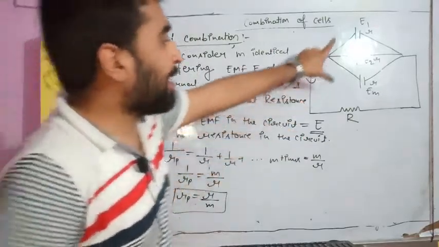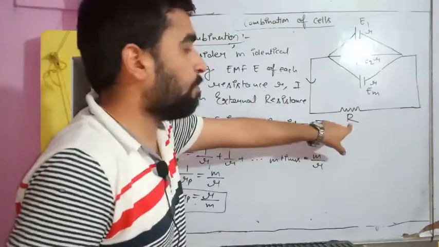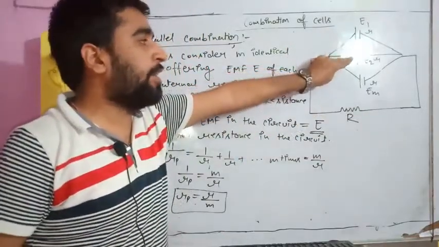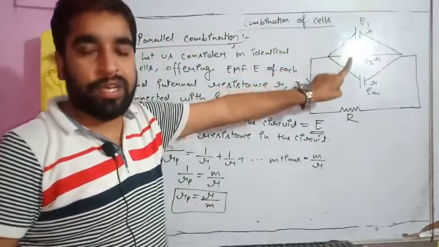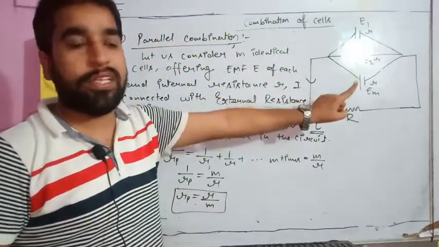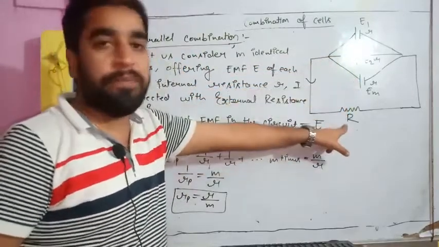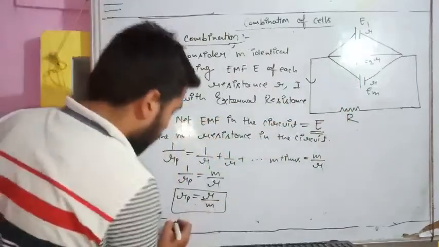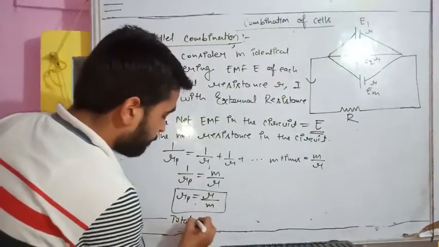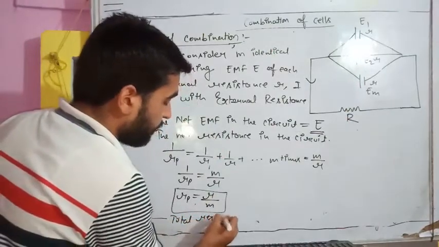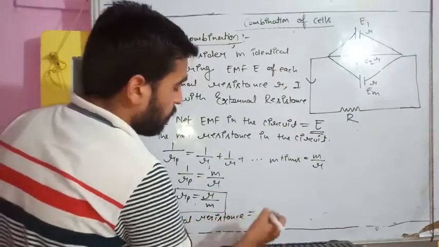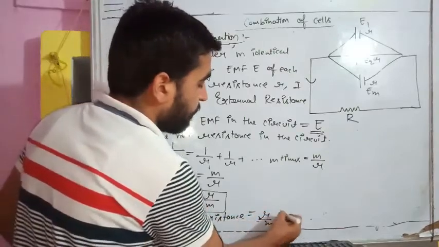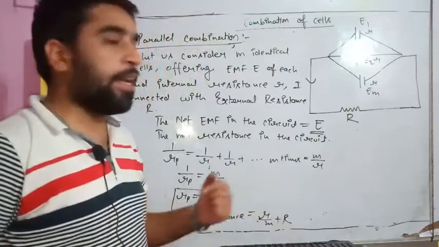Now this net resistance is in series combination with the external resistance. This is the equivalent internal resistance of all the cells, and that is in series combination with the external resistance R. So the total resistance will be equal to how much? That will be r upon m plus external resistance capital R, because these are in series.